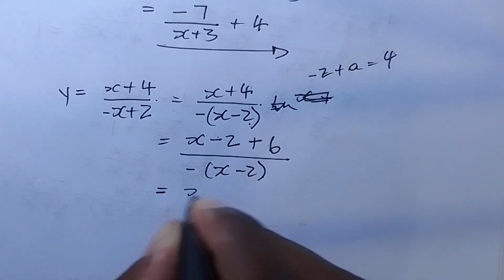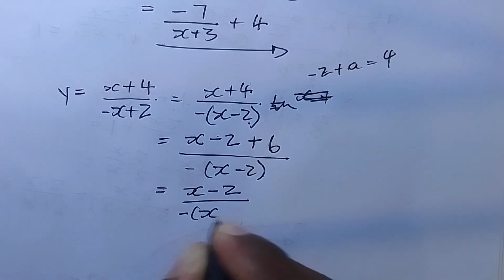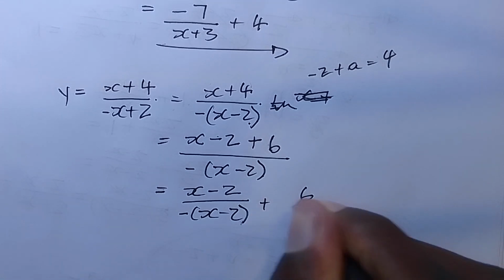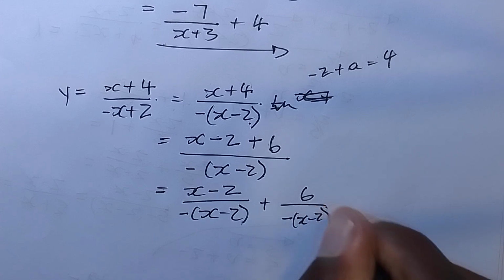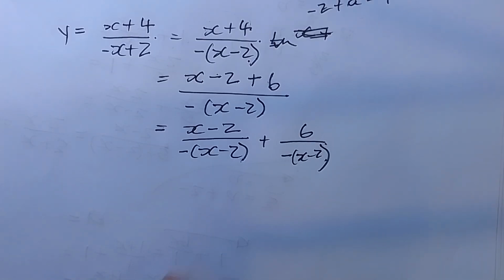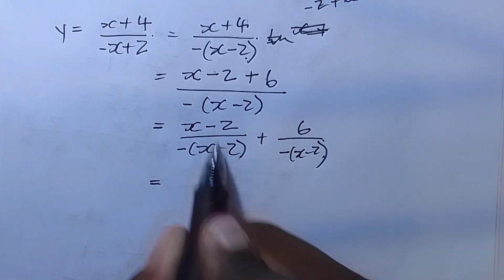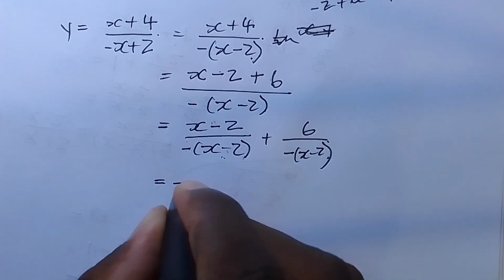What's going to happen there? You're going to have an x minus 2 divided by negative into x minus 2 plus 6 over negative into x minus 2. Okay. Now, this is going to be 1, but it's going to have a negative at the front, so we're going to have a negative 1 here.